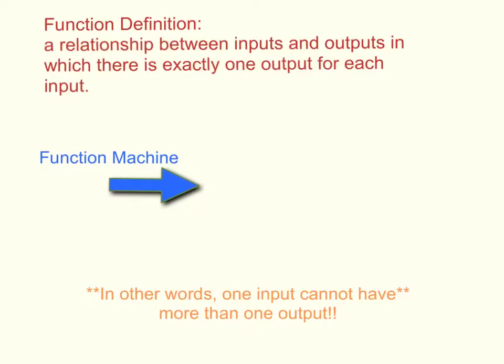The definition of a function is a relationship between inputs and outputs, but specifically in which there is exactly one output for each input. Let me explain what that means. I'm going to draw a little picture, and then I have another definition that sometimes clicks, and students understand that one a little bit better.